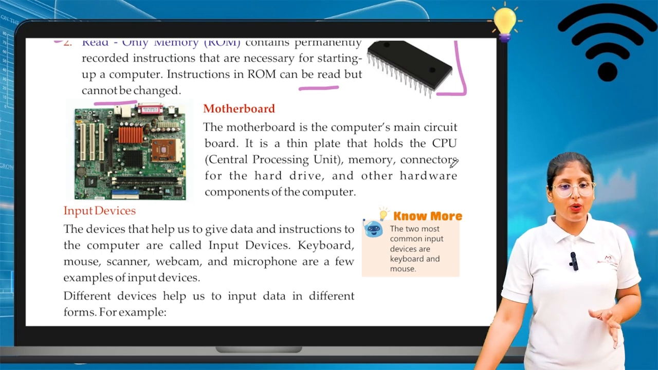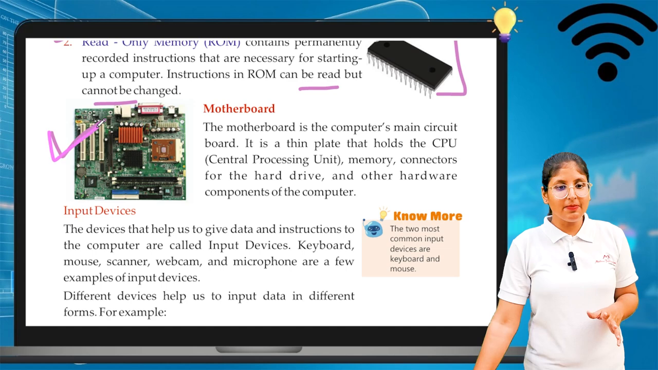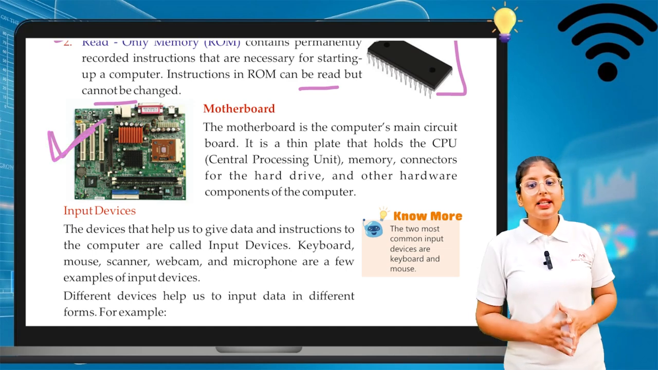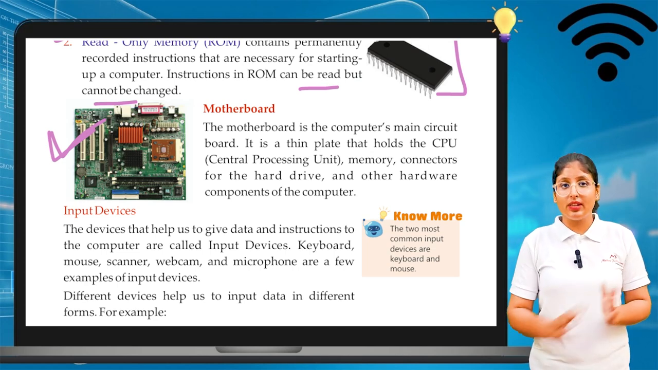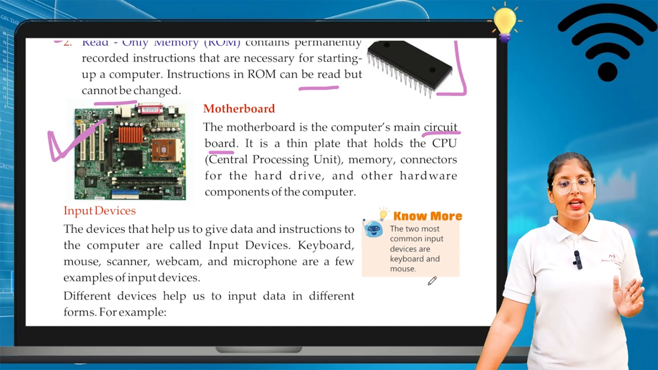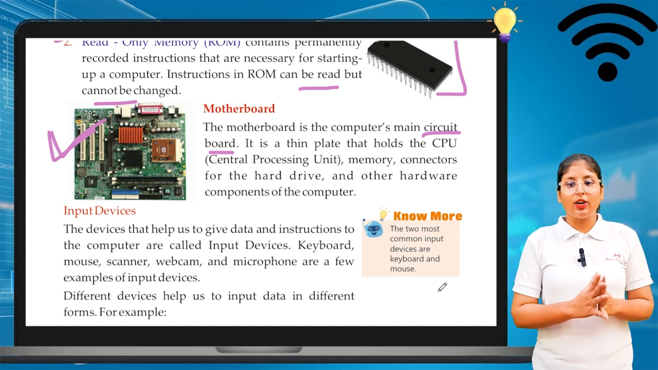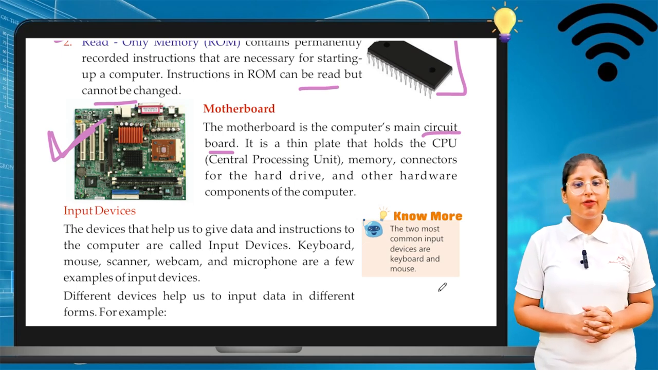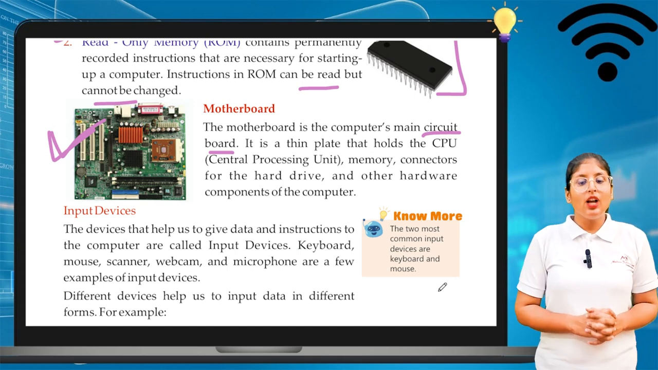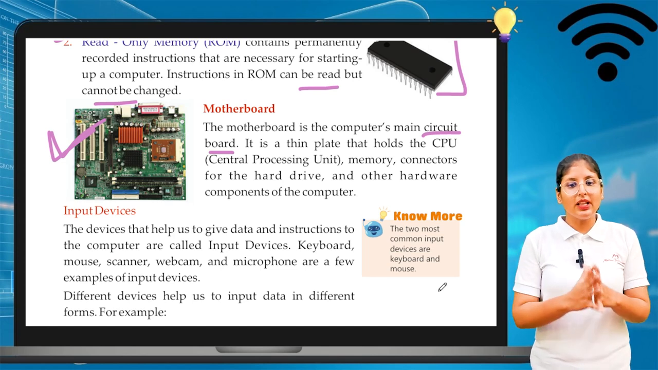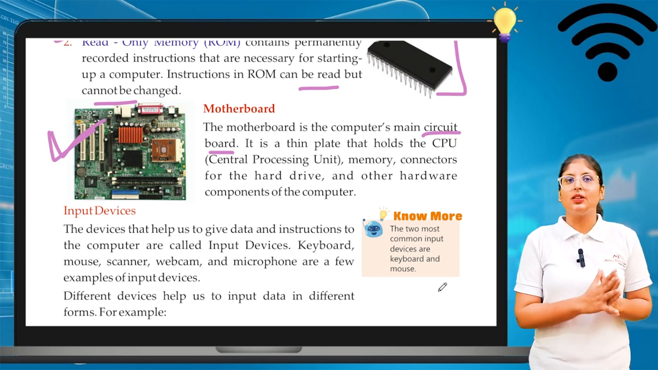Next is the motherboard. This motherboard we can easily see in computers. So let's see what it is. The motherboard is the computer's main circuit board. It is a thin plate that holds the CPU, central processing unit, memory, connectors for the hard drive and other hardware components of the computer. So it controls all the things. That is the motherboard, also known as the circuit board.